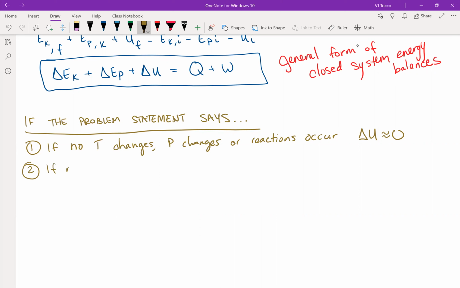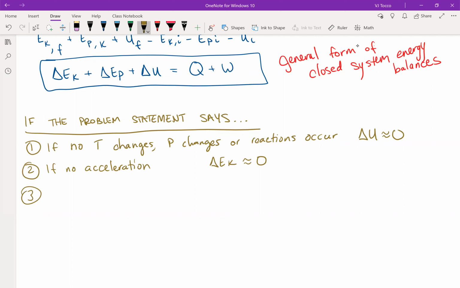If it says no acceleration, which term is going to cancel? If I don't have an acceleration, that means I'm not changing velocity, and therefore my change in kinetic energy is going to be equal to 0. Remember that I'm only considering translational kinetic energy, not rotational kinetic energy.